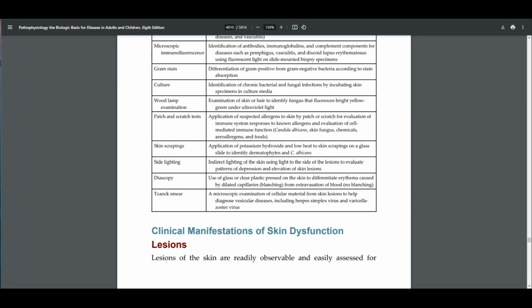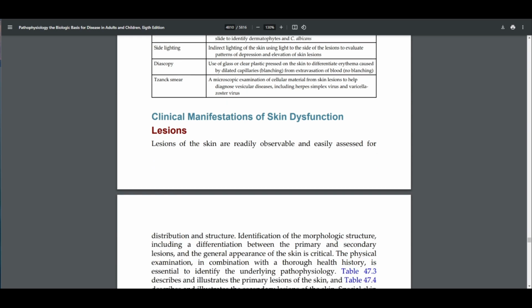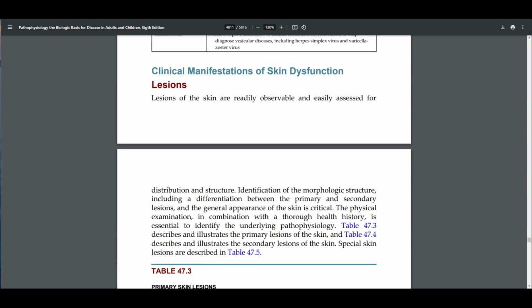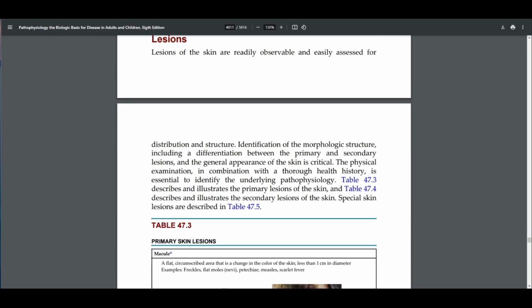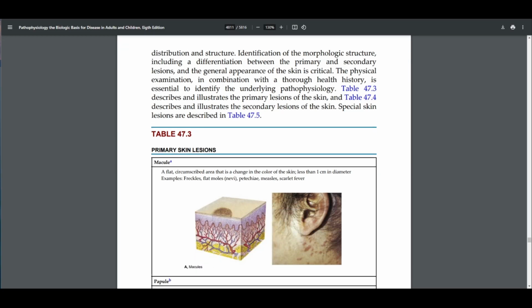Clinical manifestations of skin dysfunction. So we're starting off with some lesions. Lesions of the skin are readily observable and easily assessed for distribution and structure. Identification of the morphologic structure, including a differentiation between the primary and secondary lesions and the general appearance of the skin, is critical. The physical examination, combined with a thorough health history, is essential to identifying the underlying pathophysiology.